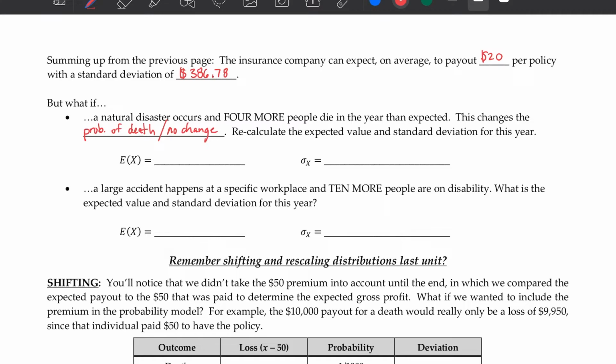And if you've already done that, why don't you move on to the next one? So what if there's a large accident that happens at a workplace that are all under your life insurance? And so now we got 10 more people who are on permanent disability than a typical year. Well, how's that going to change the expected value and standard deviation? So think about which values are going to change and which ones don't, okay? And calculate that.